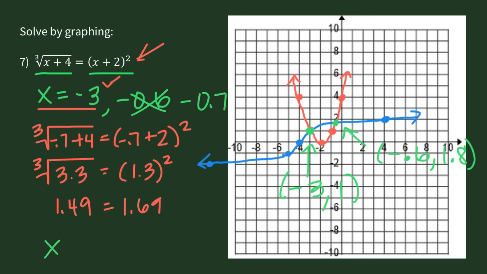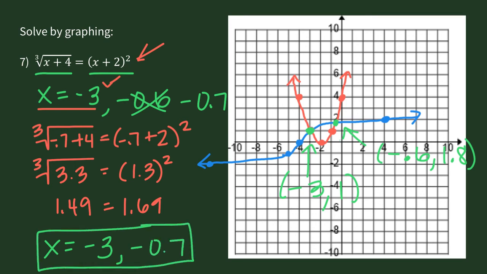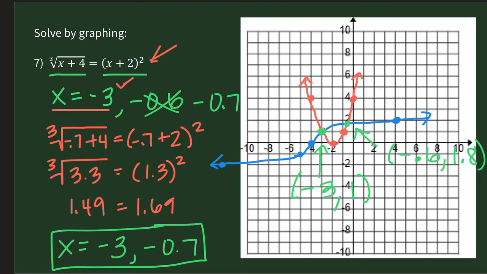So my answers, I'm going to rewrite down here. I had -3. That was perfect. It worked. And about -0.7. Again, we're just estimating the best we can based on the graph. Make sure you plug the answer back in and just double check these two sides are roughly equivalent. So I'm going to say about -0.7 works.